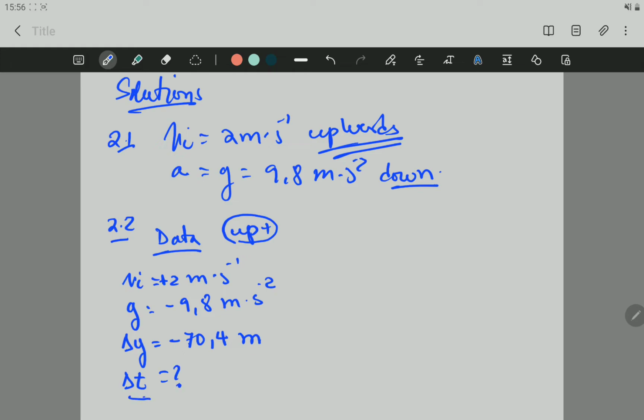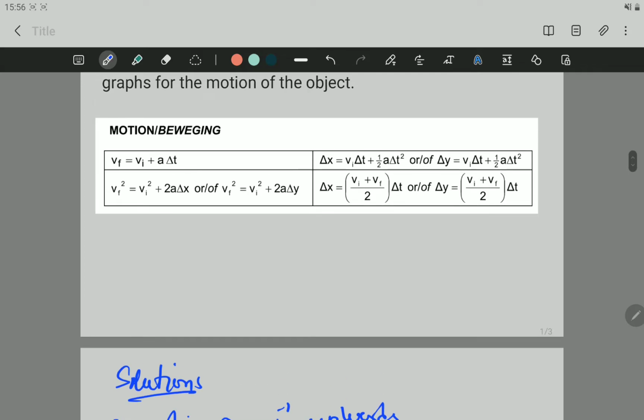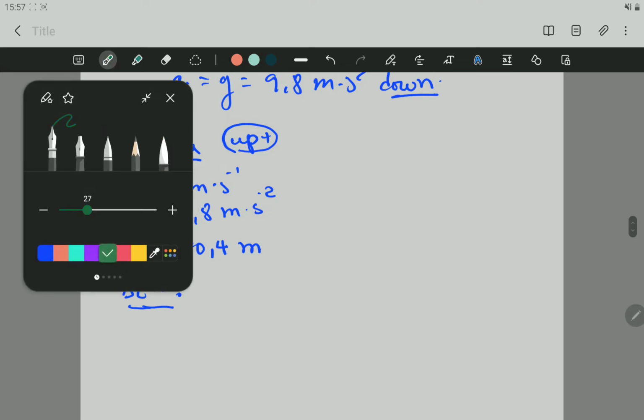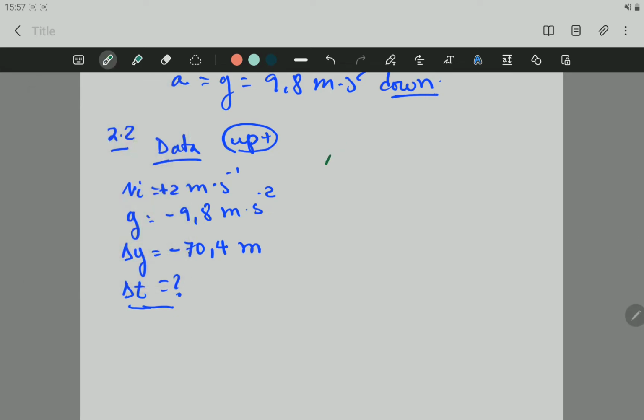So from all this information we have, what will be the best formula that can help us to solve that question? What formula has all the information? For this one here, it gives us all the information. That one is the most suitable formula for this question. Let's first of all write the formula. The formula says that displacement is equal to initial velocity multiplied by the time plus half the acceleration multiplied by the time squared.